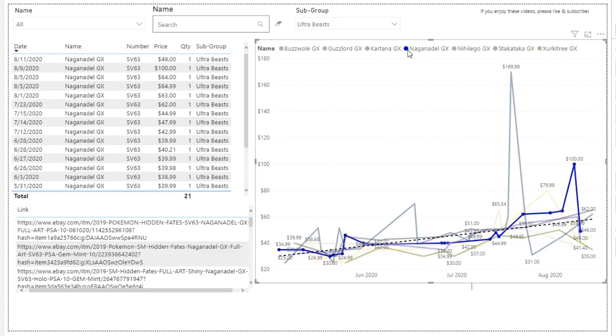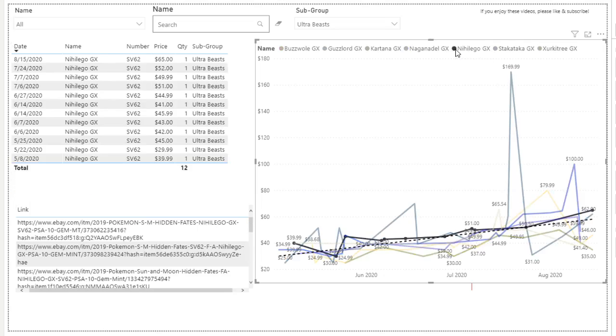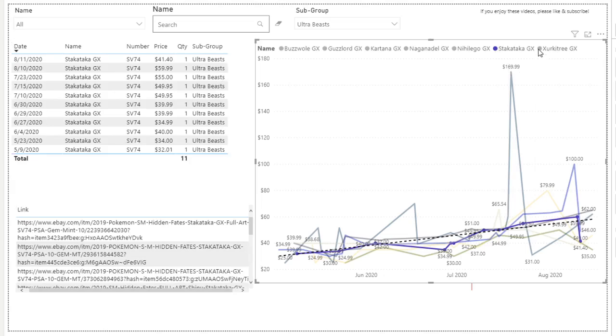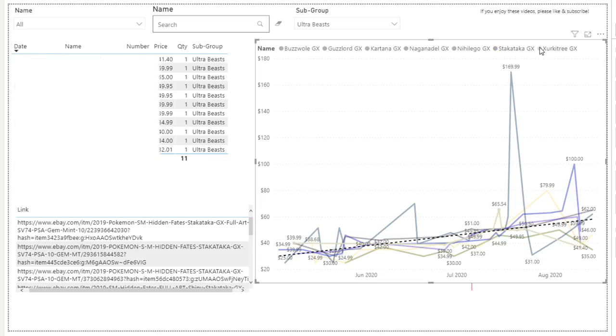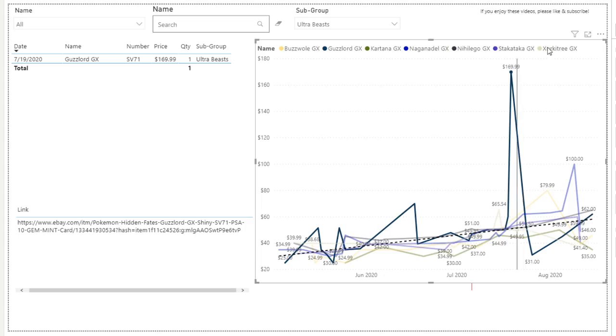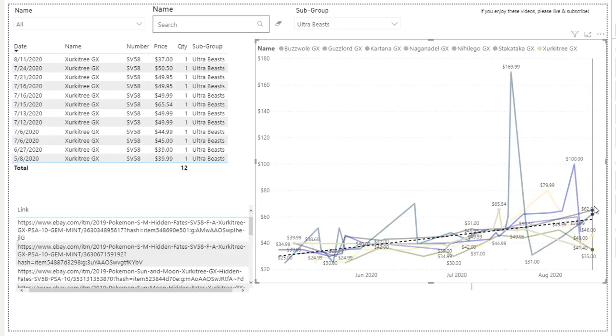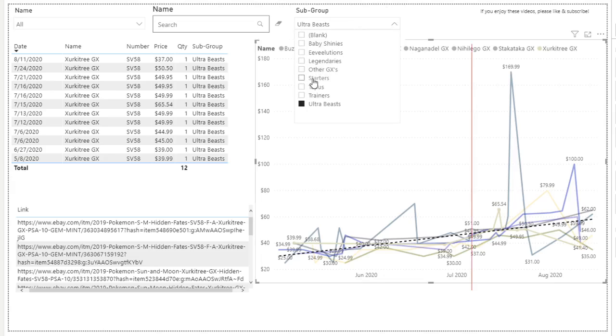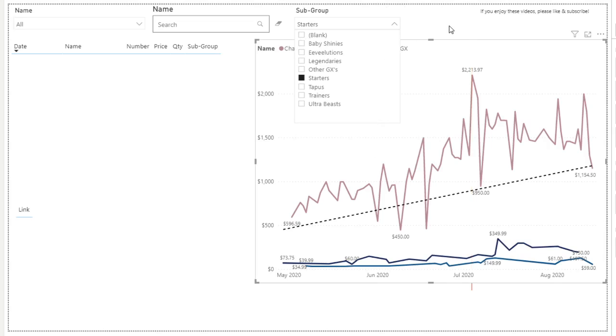Okay, so Naganadel, Nihilego. Nihilego hasn't really slowed down the growth. And Celesteela GX. 169.99. Oh, that was the Guzzlord. That's right. This Celesteela is over here. But yeah, so that's the Ultra Beasts, and I think last we're going to do the starters.